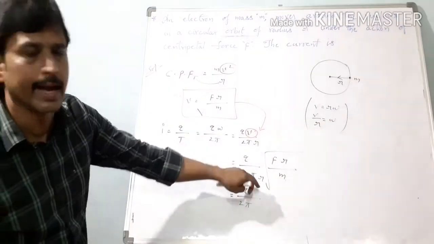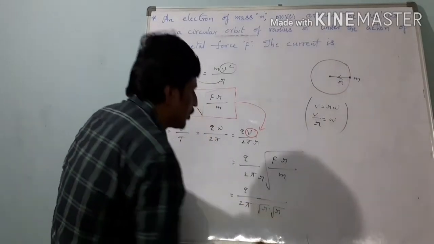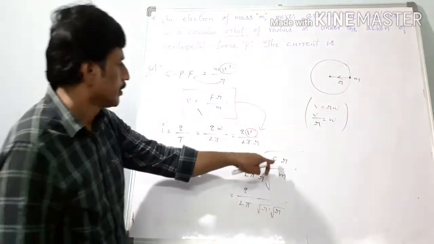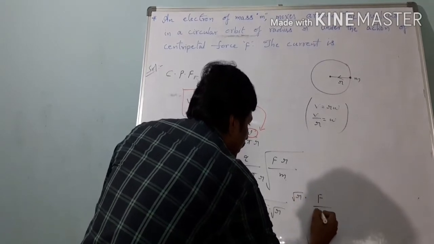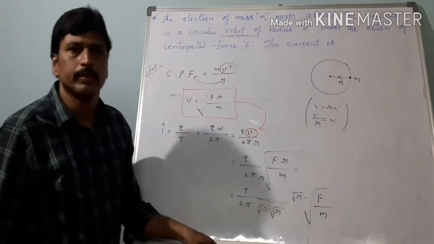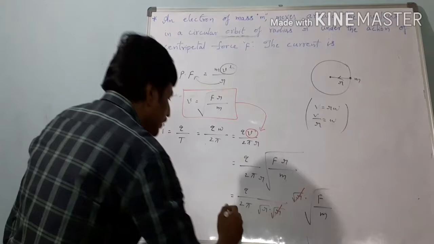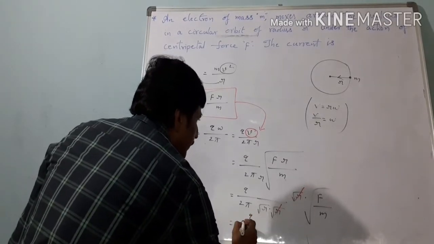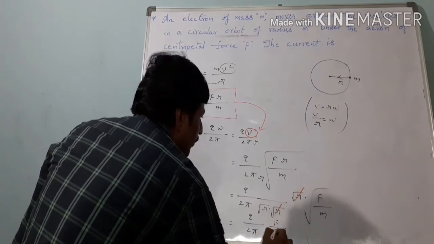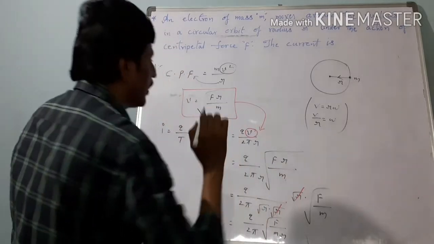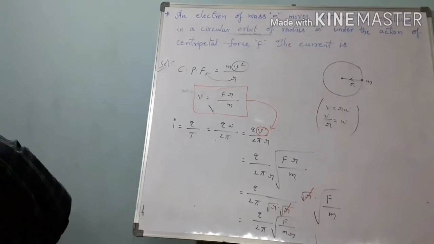Here r can be written as square root of r into square root of r. Root r into root r means r. So it can be written as square root of r into root of F by m. The root r will be cancelled, so the final answer is Q by 2 pi, under root F by mr. Write down.